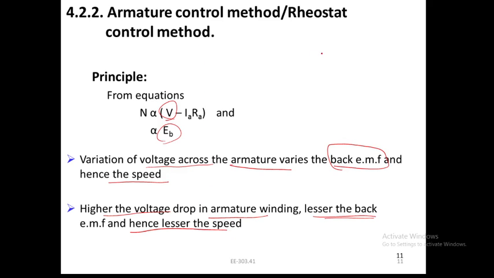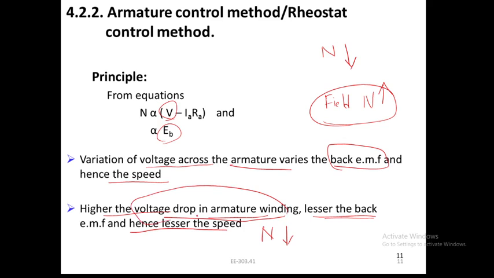In the armature control method, we are getting speeds below the rated speed. That's why the armature control method gives below rated speed, whereas in the field control method we get speed above the rated speed. That is the reason. Voltage drop will take place, so this method will affect the load.